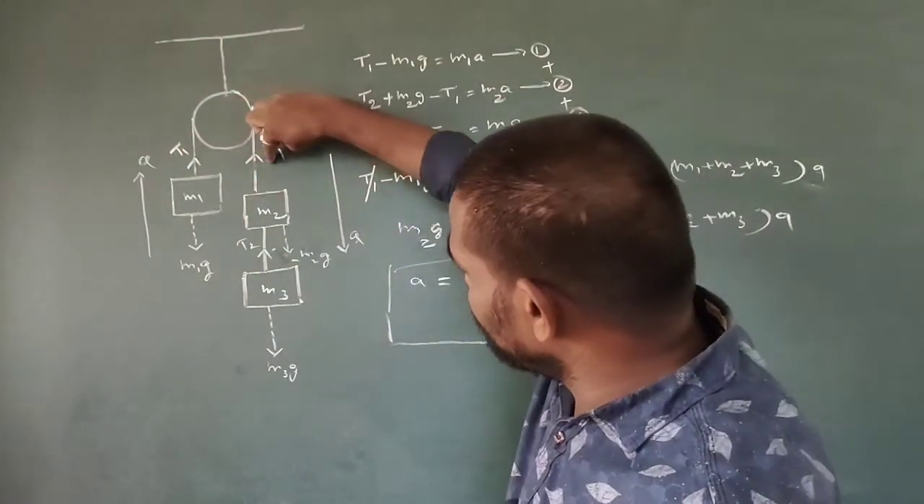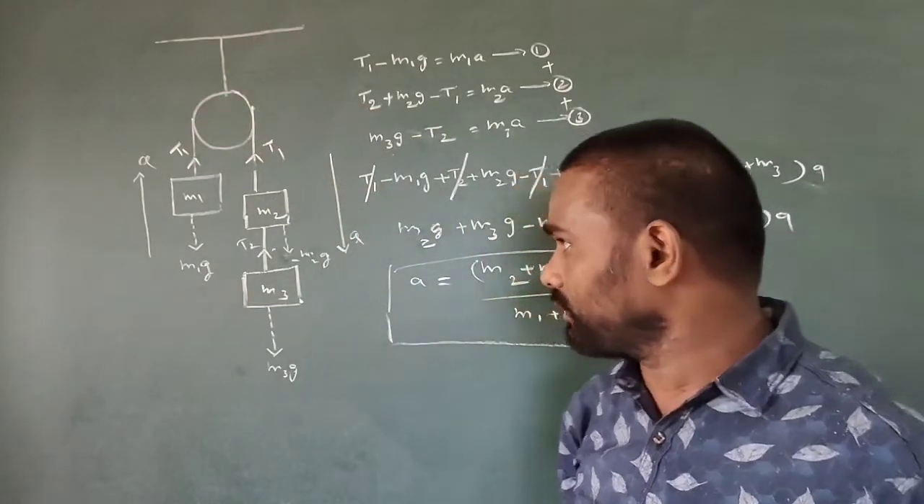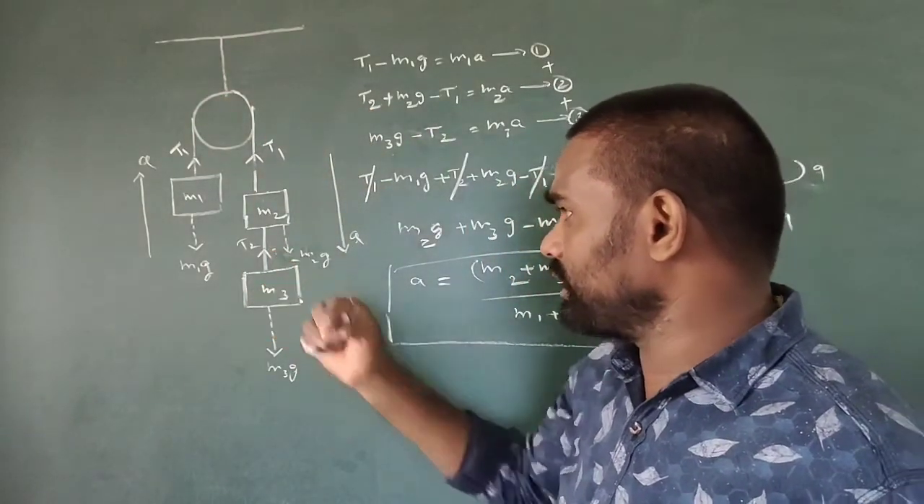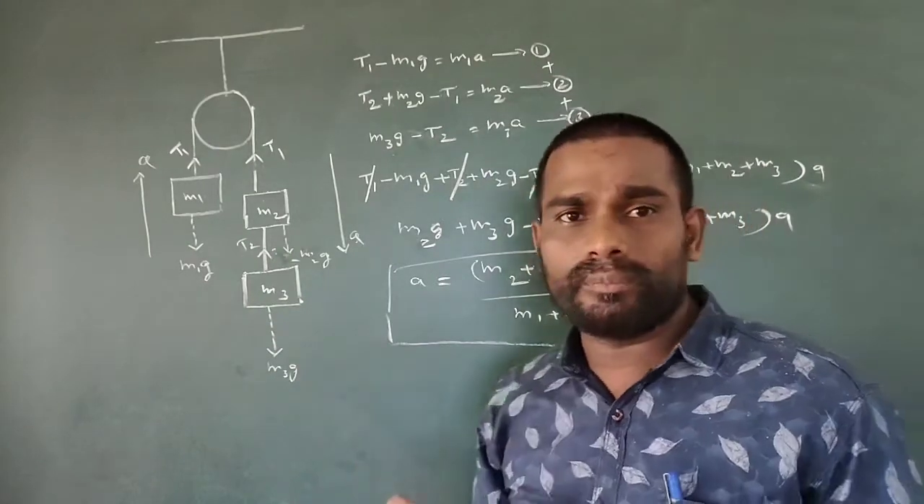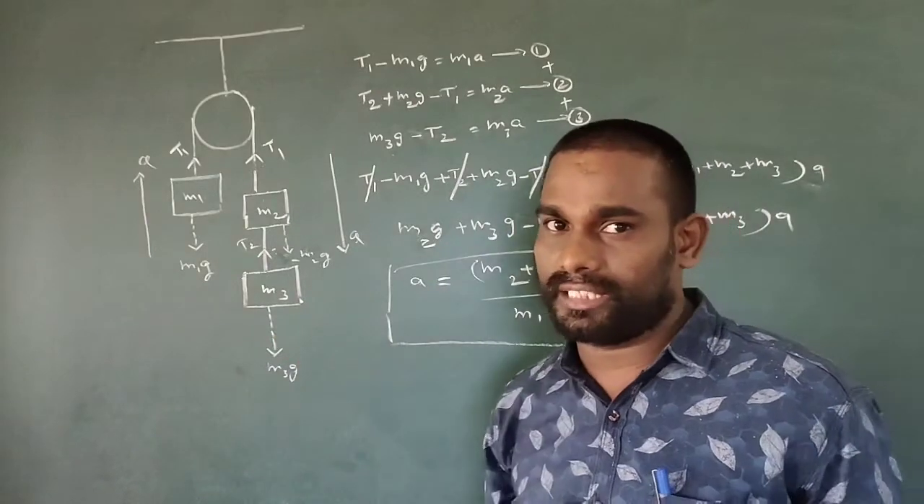Here the tension is T, and here also tension T, since these two bodies are connected with the same string. In the other string the tension is T2. The weight of the body always acts in the vertical downward direction, that's why the three bodies' weights act vertically downward.